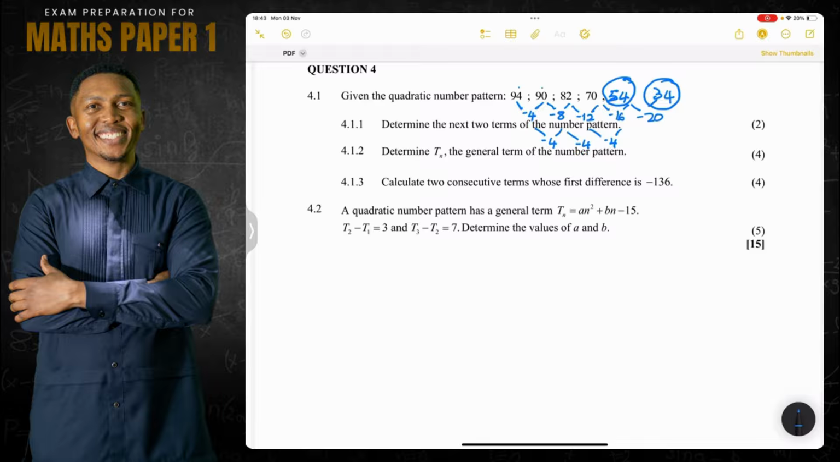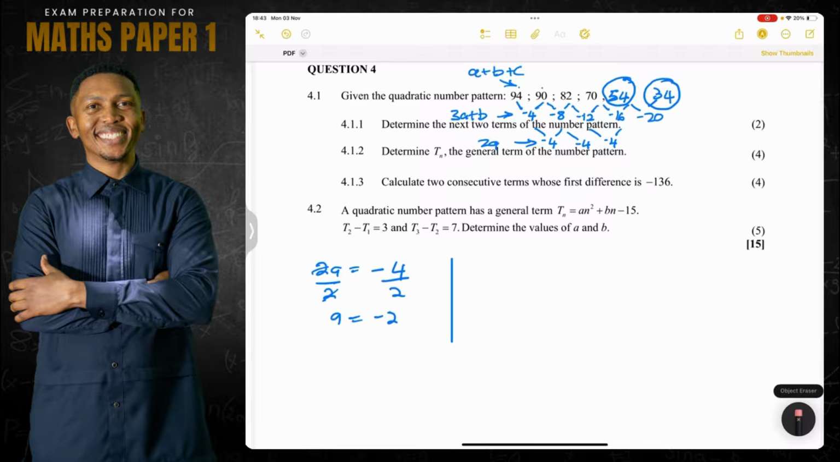Now remember, in this case, we know that this is equal to 2a. This is going to be 3a plus b. And this is going to be a plus b plus c. Right, so which means 2a is equal to our second difference. That's minus 4. So a will be negative 2.